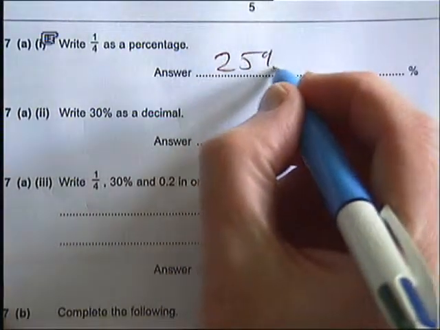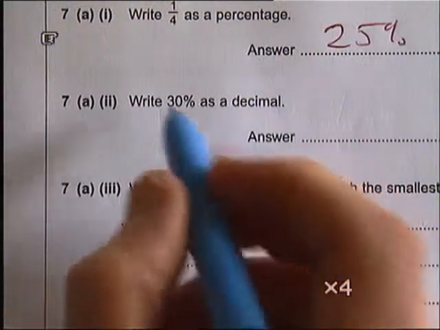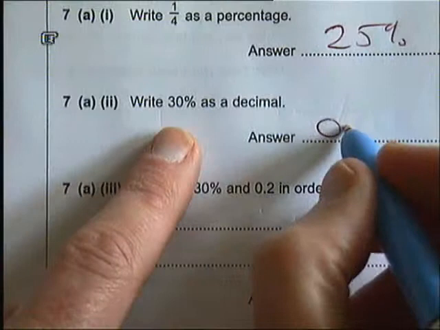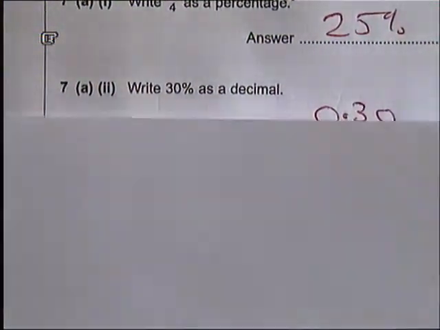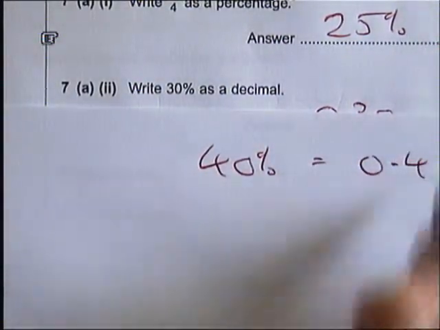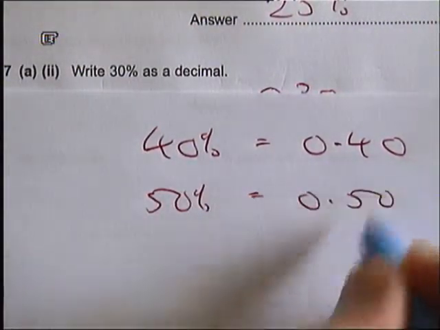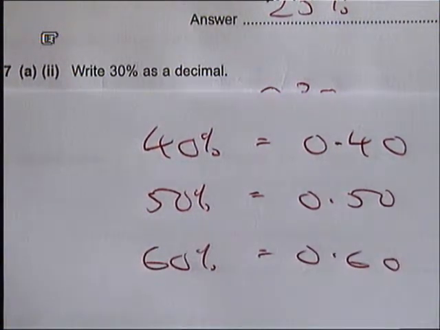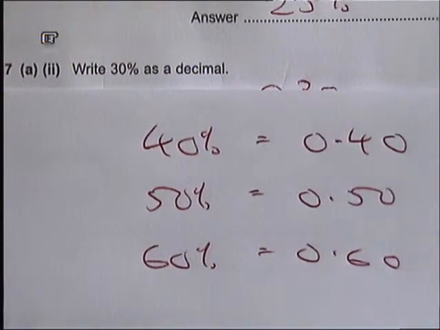The next question, 30% as a decimal. If it says a decimal, again, it's a fairly simple rule. 30% is 0.30 or 0.3. If you just look at a few more, 40% would be 0.40, 50% would be 0.50, 60% 0.60. So if they're multiples of 10, like 40, 50, 60, 70, you just do the same over here.